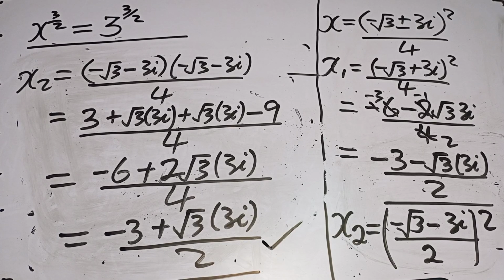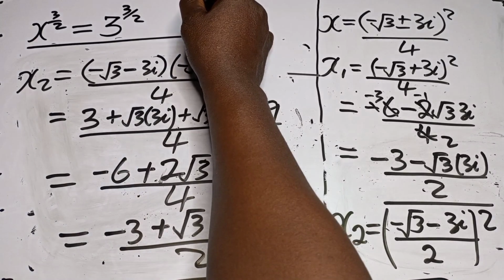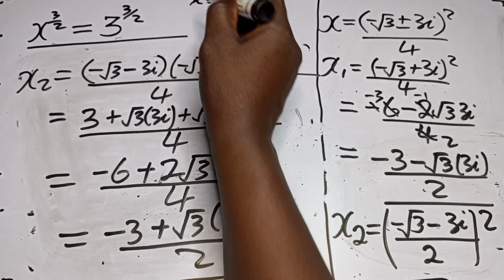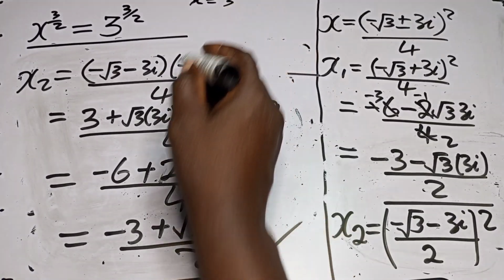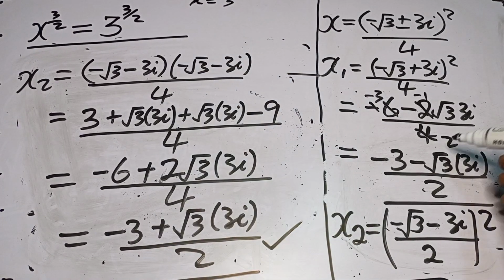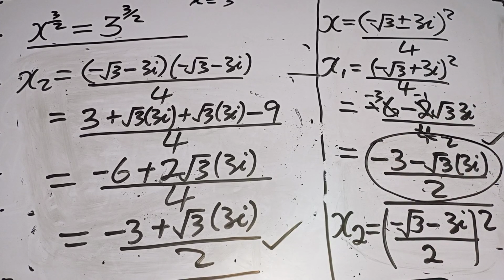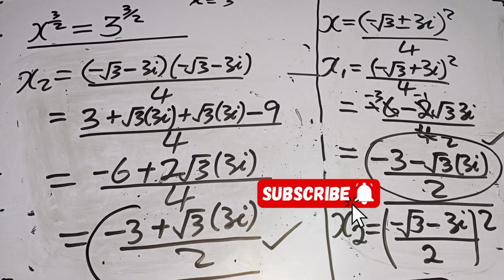So we now have all our 3 solutions. The first one is x equals 3. The second one is x1, which is negative 3 minus root 3, 3i all over 2. And our third solution is negative 3 plus root 3, 3i all over 2.